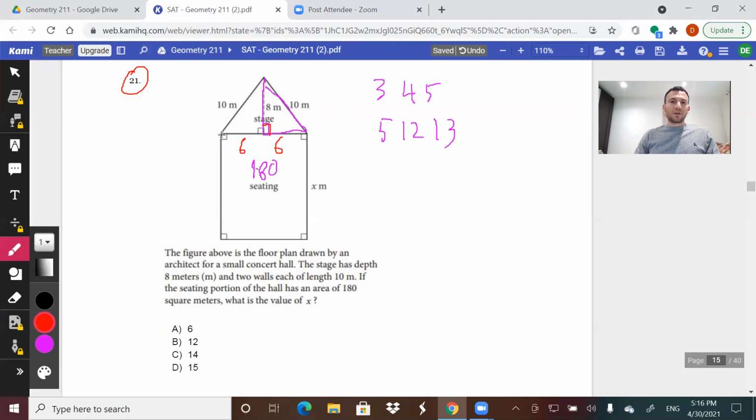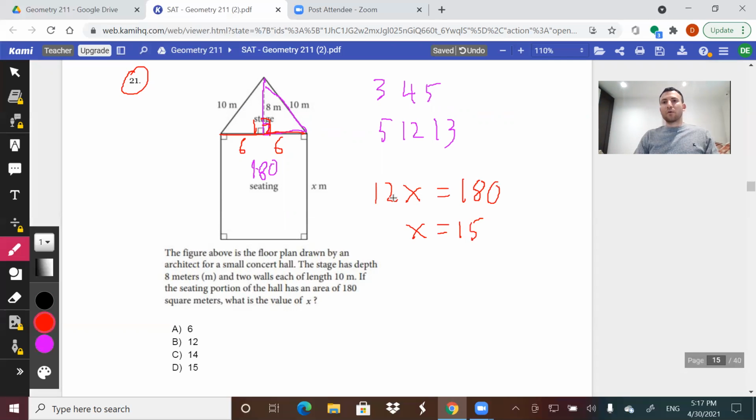So if we know both of these are 6, then we know that this side is going to be 12 in total. If we know that side is 12 in total, 12 times x, because it's a rectangle, gets us 180. 180 divided by 12 is going to get us 15.